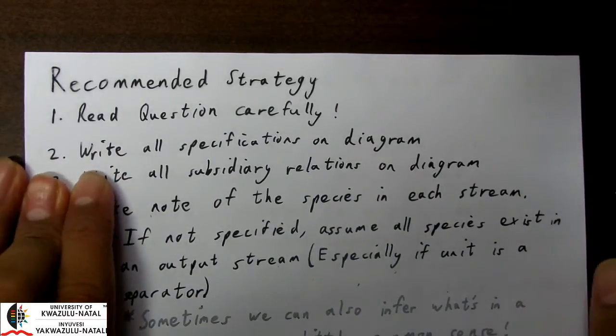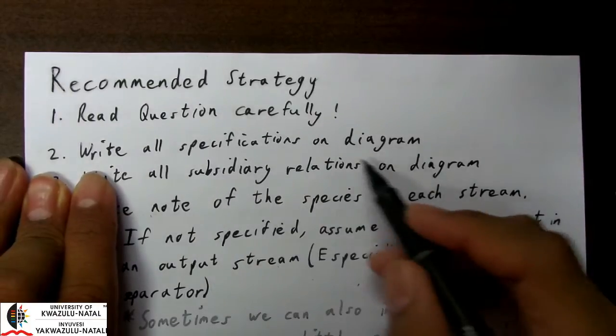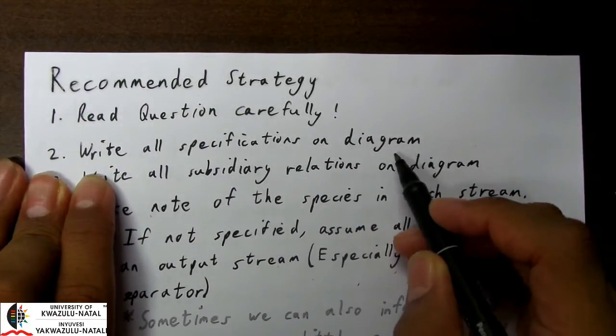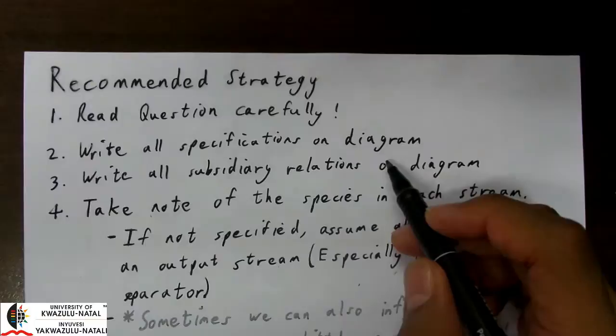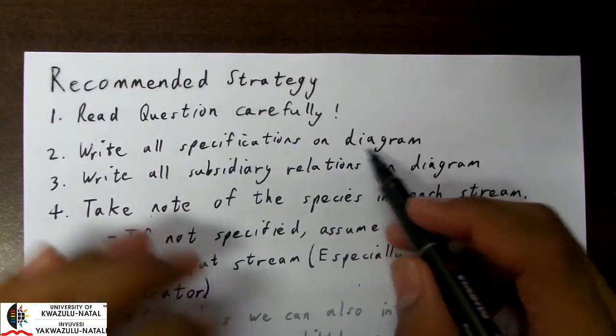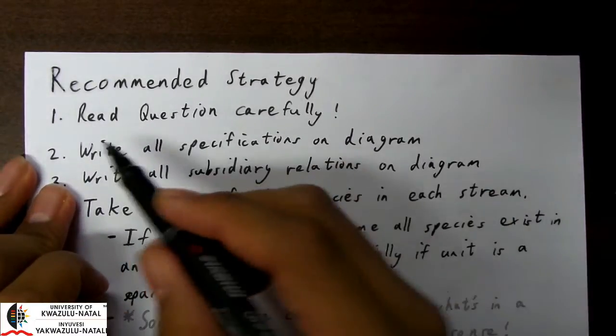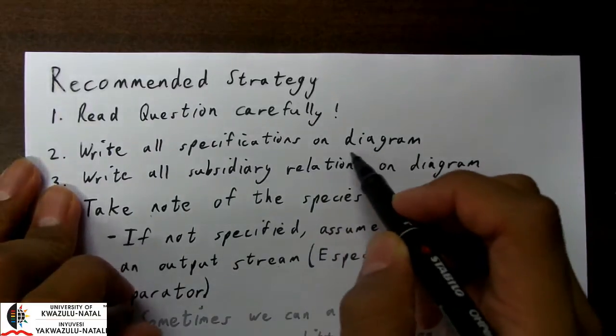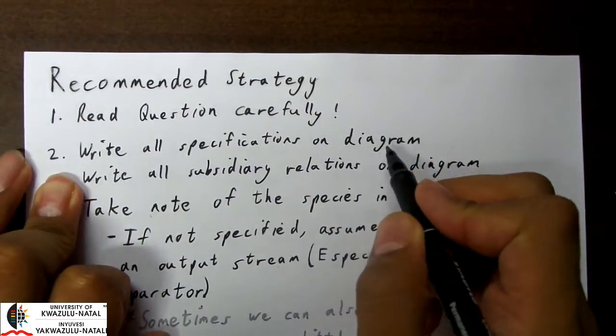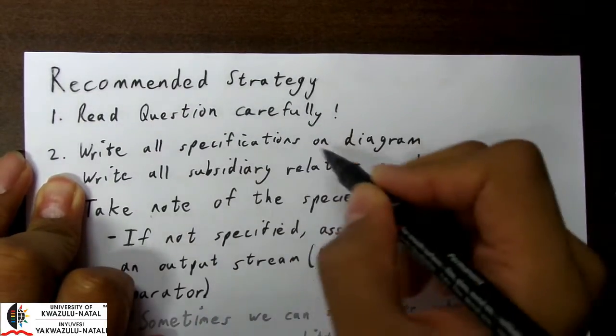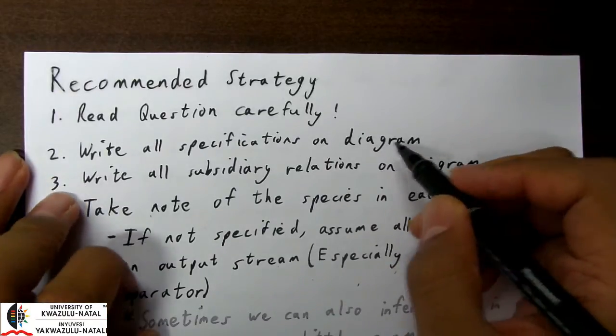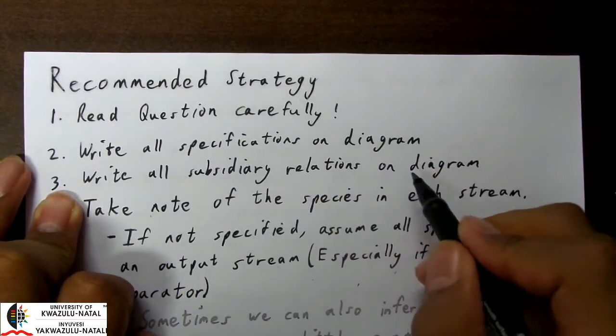I recommend that you write all of your specifications on the diagram as they give it to you. Certain questions give you the specifications on the diagram. In other questions, they are simply stated in a paragraph format. But I suggest you write all of the specifications on the diagram, as well as the subsidiary relations.